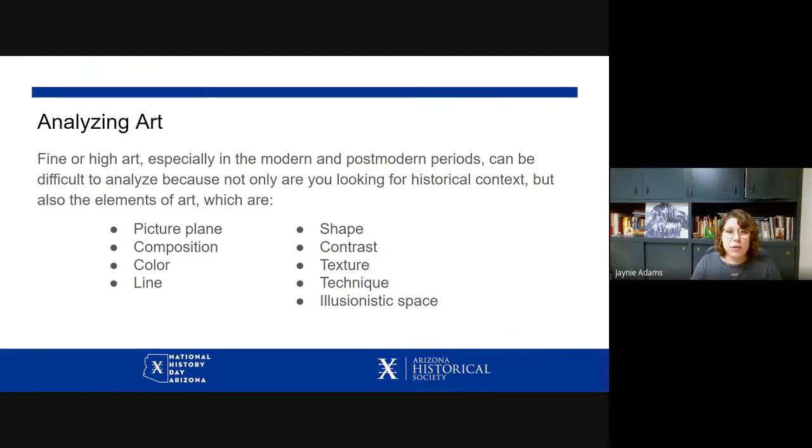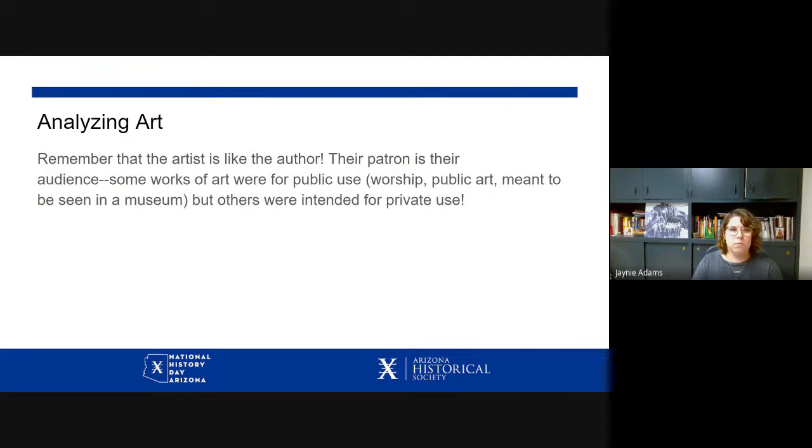But I wanted to show you this. Oh, not quite yet. So it's important to remember that the artist is like the author. And so you need to research the artist and understand who they are and why they created this piece, what was going on in their life when they created this piece. And then also think about their patron.